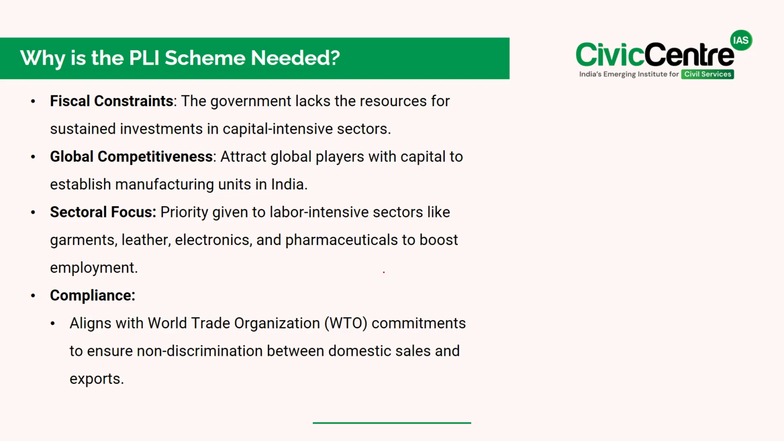Now, why is this production-linked incentive scheme needed? See, firstly, the government lacks the resources for sustained investments in capital intensive sectors. Then secondly, to attract the global players with capital to establish manufacturing units in India. And lastly, priority to be given to labor intensive sectors like the garments, then the leather, electronics, and pharmaceuticals to boost the employment. Significantly, it aligns with the World Trade Organization commitments to ensure non-discrimination between the domestic sales and exports.